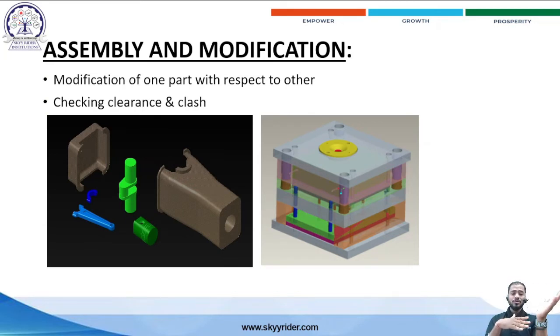It is also used for checking clearances and clashes. If two parts are intersecting, there will be clashes, so to avoid those clashes we'll check the assembly. If it is clashing, then we'll modify each and every aspect, then produce it. That is why assembly is used. It is the modification process: for modifying any part or analyzing any clashes between them, we'll use the assembly workbench.